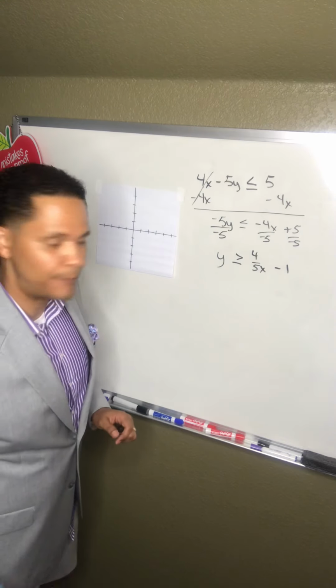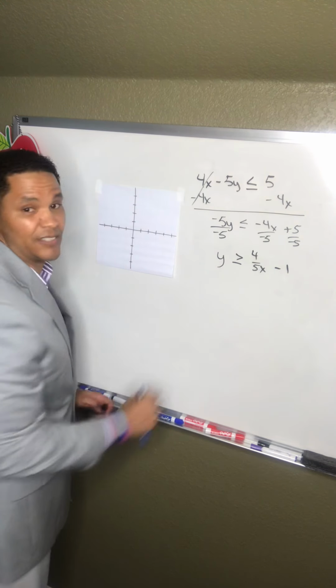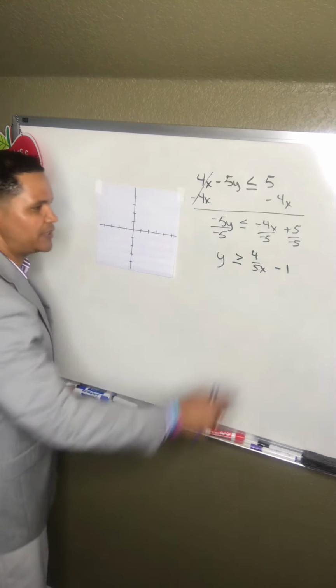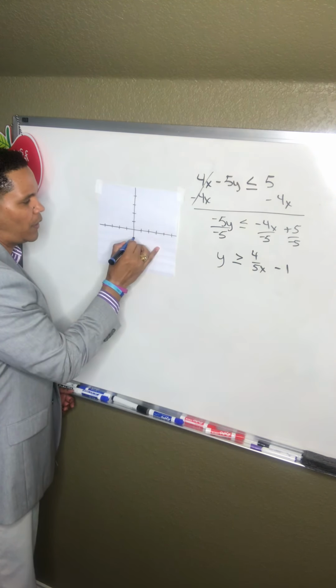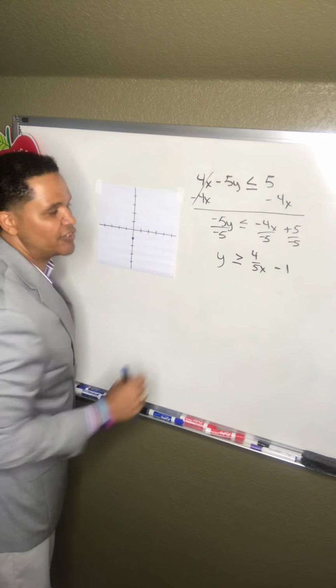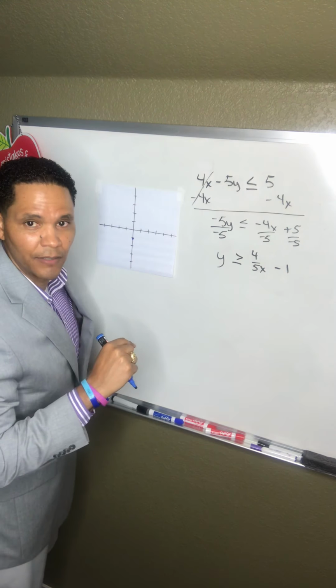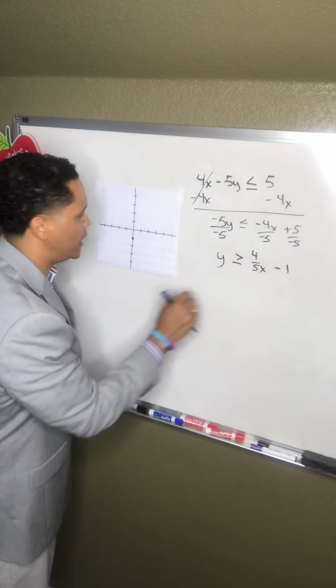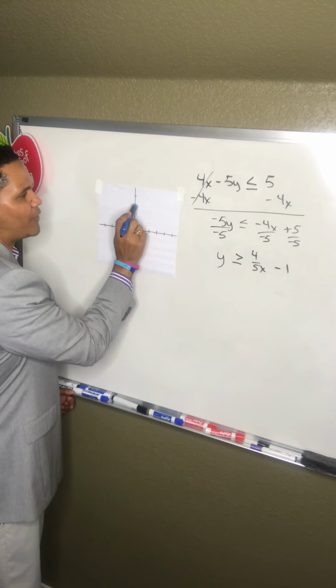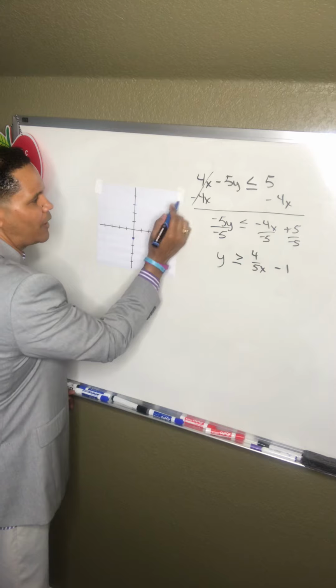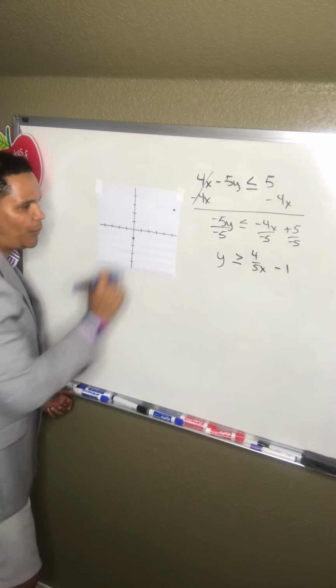So let's go ahead and do that. I always like to start with our y-intercept. Our y-intercept is negative 1. We can find negative 1 right there. Let's go ahead and plot it. And then we have our slope of 4 over 5. So it's rise over run. So we go up 4, 1, 2, 3, 4, and over 5. 1, 2, 3, 4, 5. Now we're going to put our line.